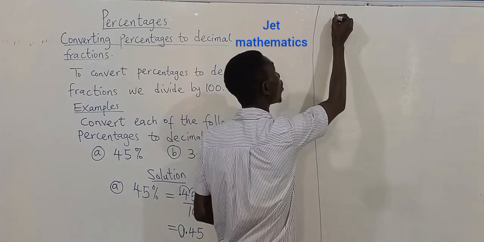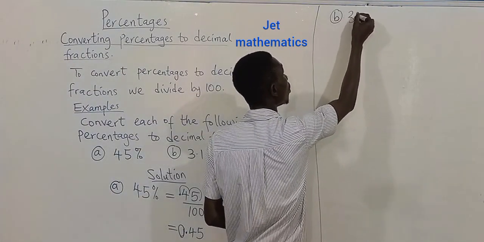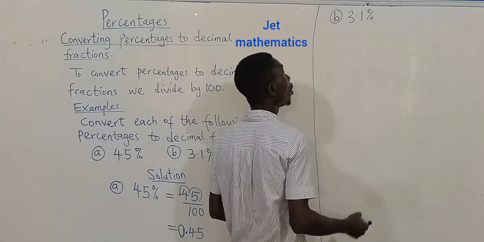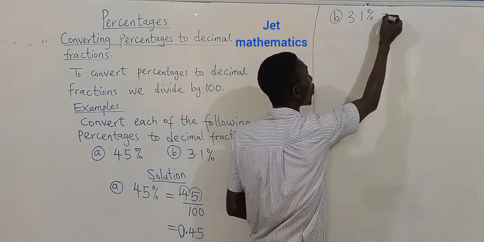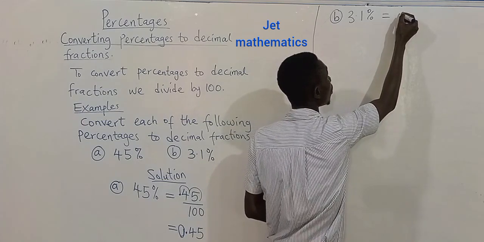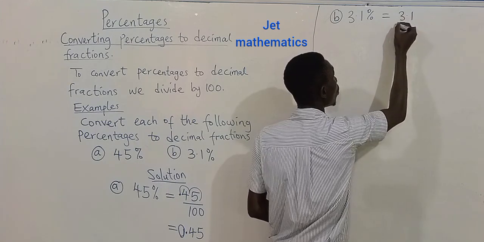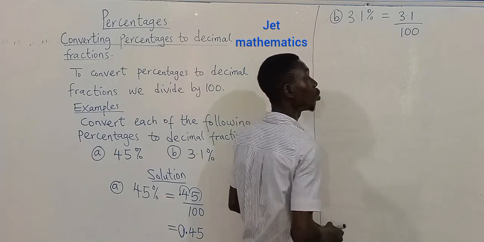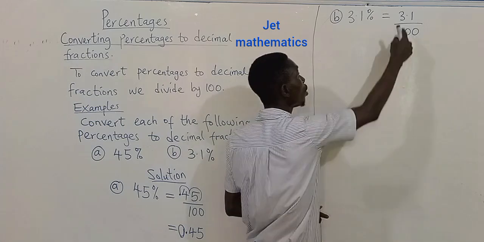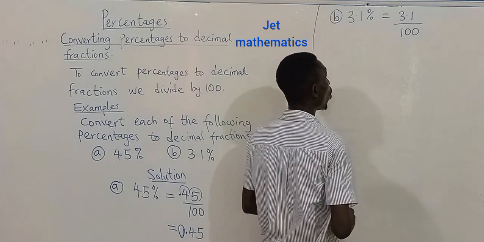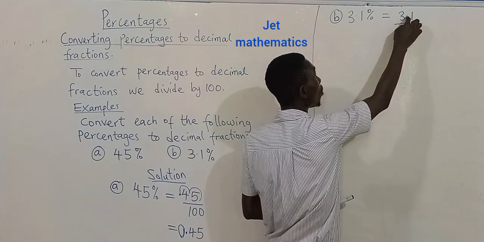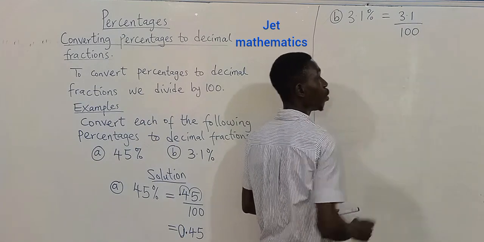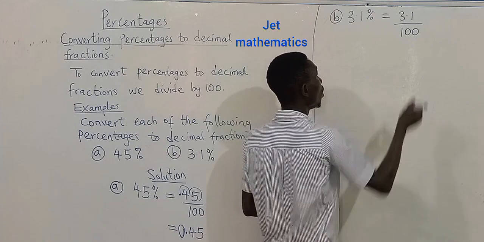Okay, let's see the second example, B. We are going to change 3.1% to a decimal fraction. Remember, we can write this as 3.1 over 100. For this number, we already have a decimal point, so we are only going to move the decimal point backwards 2 steps because we have 2 zeros in 100. So very easy, we can do that.